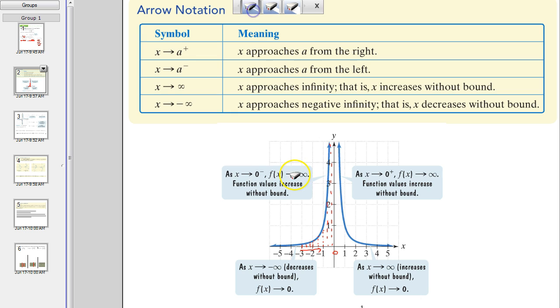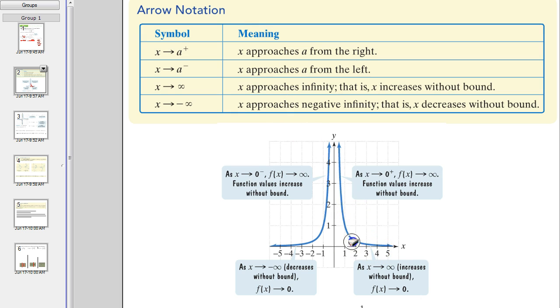All right, then on the other side, it's saying, as we approach 0 from the right side. Right, the plus means now we're approaching from the right side. Where is it headed? And again, you see it gets higher and higher and higher and higher. So we're again headed towards positive infinity. Right? Without bound, that just means it's never going to stop getting bigger.